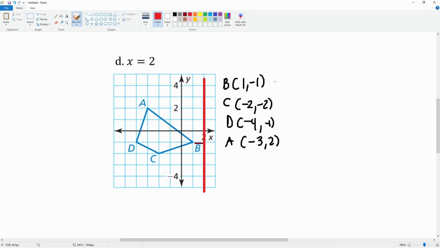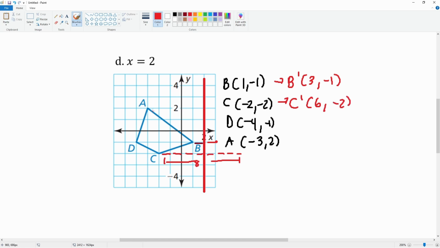Right, and let's see. So B is 1 unit away, so it's right here. So it now becomes what? 1, 2, 3. B prime is 3 comma negative 1. Let's look at what happened to C prime. C is going to be 1, 2, 3, 4 units away. So this is a total right here, if you think about it, 8. So you're basically adding 8 to that negative 2. So it becomes a positive 6 comma negative 2.